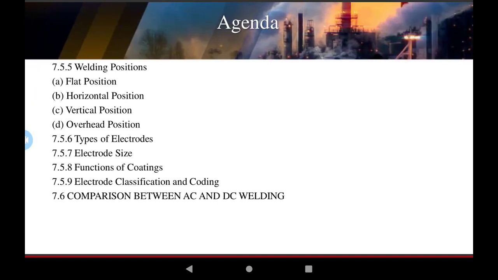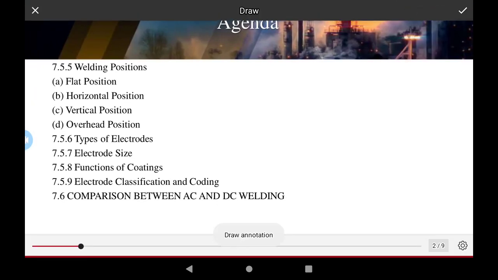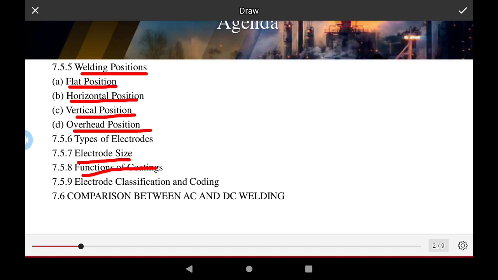The agenda for today in this video: welding positions, flat position, horizontal position, vertical position and overhead position; types of electrode; electrode size; functions of the coating; electrode classification, coding and composition; and the comparison between AC and DC welding.